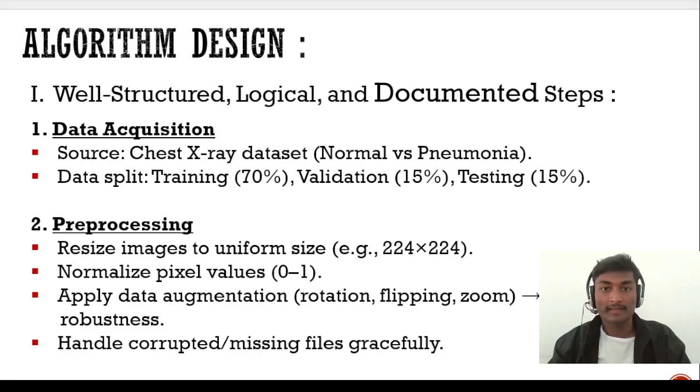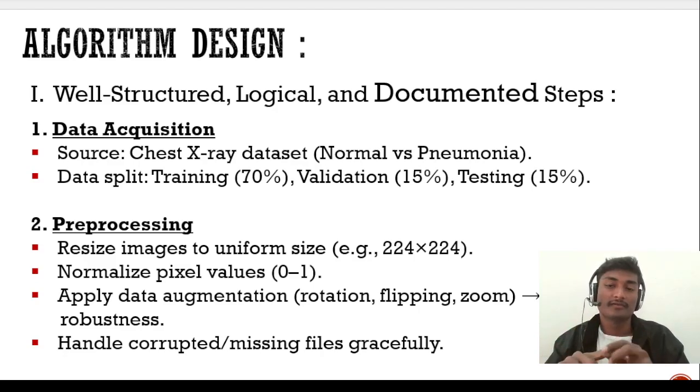algorithm design, and well structured, logical, and documented steps. First thing is data acquisition. Before we train any large language model or deep learning model, we require a huge amount of data. So data acquisition plays a very vital role in DL model building, where we are acquiring chest X-ray data, which involves normal chest X-rays and pneumonia detected chest X-rays.